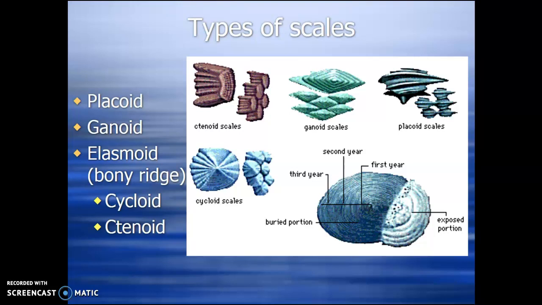The types of scales are mainly classified into placoid scales, ganoid scales, and elasmoid scales, that is, bony ridges. Elasmoid is further divided into cycloid and ctenoid scales. In the picture you can see the ctenoid scales, which have a teeth-like structure at the base of the scales, used to fix them in the body.